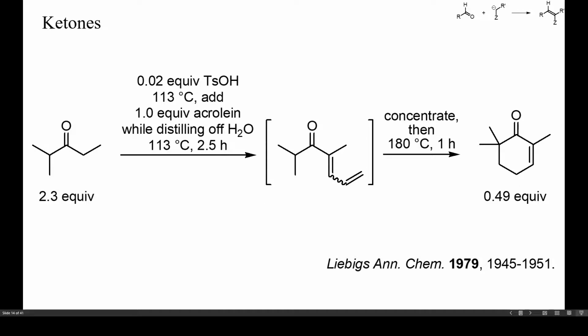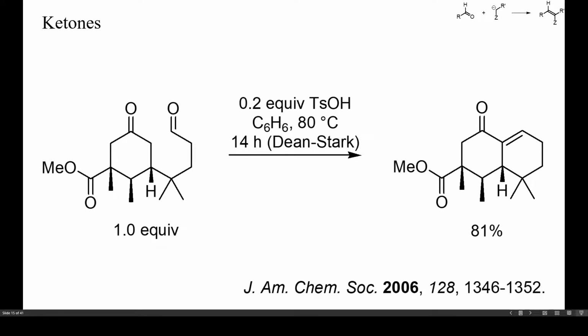Alpha-beta unsaturated aldehydes are 1,3-dielectrophiles and can in principle form 6-membered rings upon reaction with ketones. This was accomplished in this example by first condensing acrolein with a ketone under acidic conditions. The intermediate diene then underwent thermal intramolecular Michael addition to yield a substituted cyclohexenone. This here is another example of an acid-catalyzed aldol condensation.